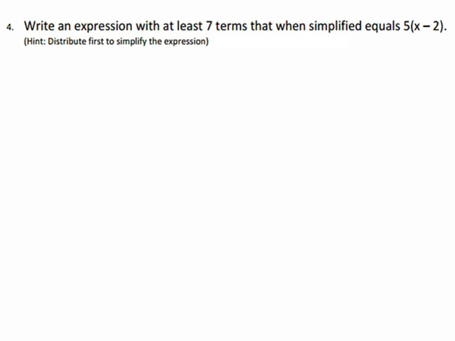Number 4, write an expression with at least 7 terms that when simplified equals 5 times the quantity of x minus 2. I'm going to begin by distributing and simplifying the expression. So 5 times x is 5x, and 5 times negative 2 is negative 10. Now this has an infinite number of solutions as long as I make sure that my terms add up to 5x for the ones with the variable and add up to negative 10 for my constant terms. I can do anything that I want.